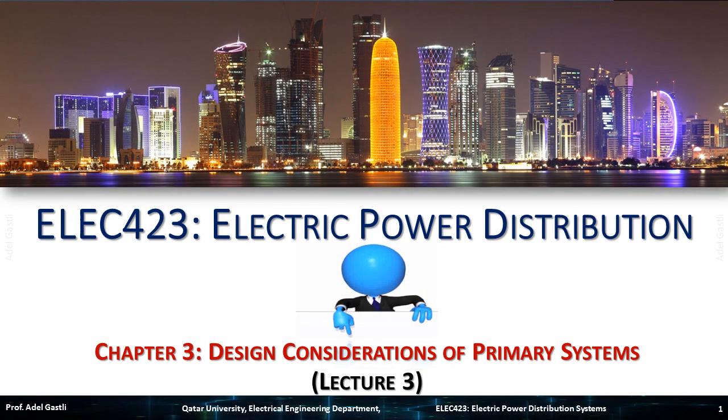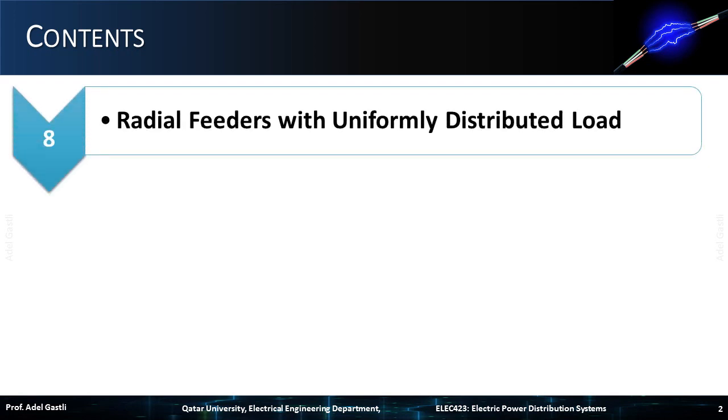This is the third chapter in the electric power distribution course. This chapter covers the design considerations of primary systems. And this is the third lecture. This lecture will cover the basic design considerations for radial feeders with uniformly distributed load.